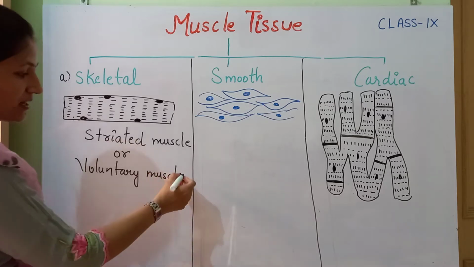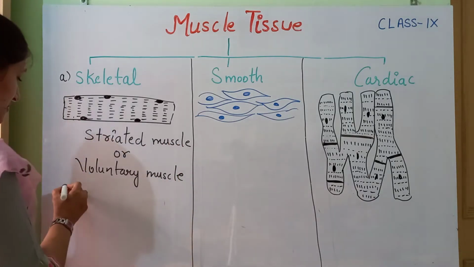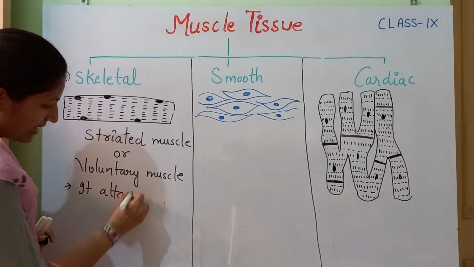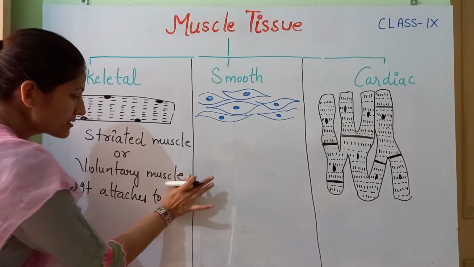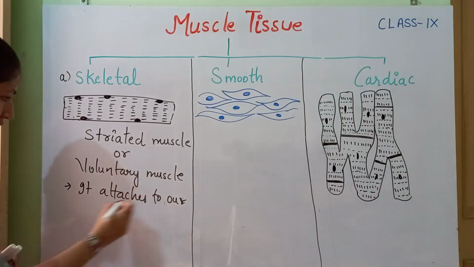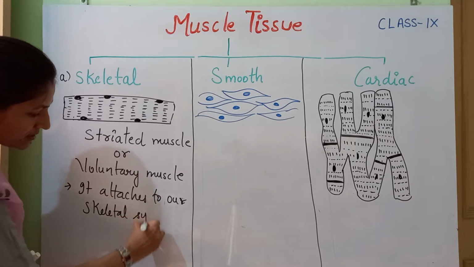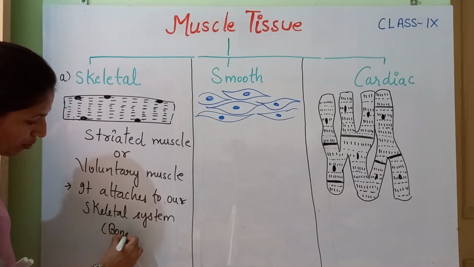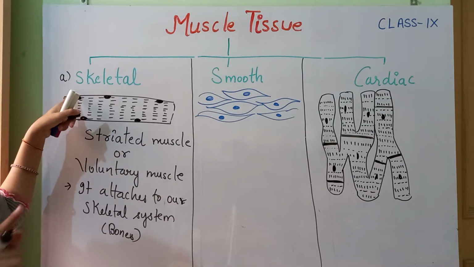Now we'll see why we are giving these different names to it. Skeletal muscle is because it attaches to our skeletal system. Okay, it attaches to the bone, these muscles, to our skeletal system directly. It means it attaches to the bones. That's why we are calling this a skeletal muscle.